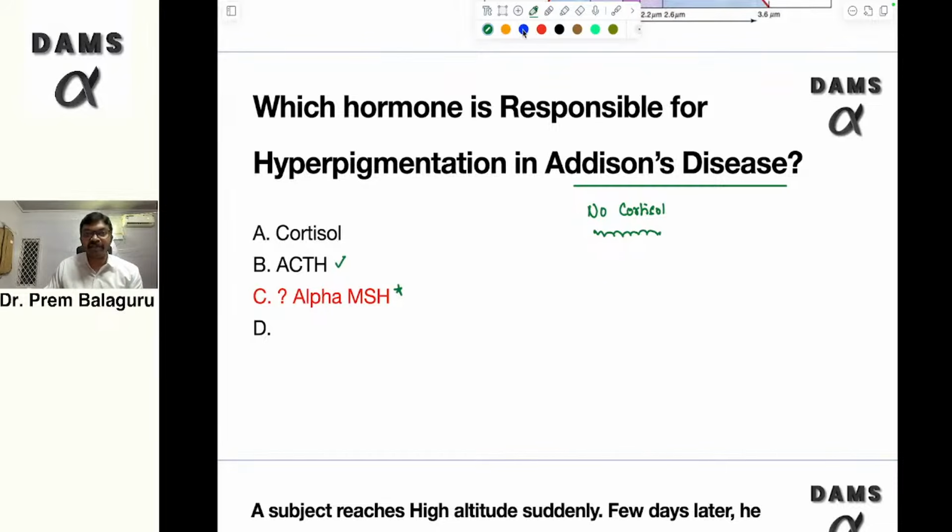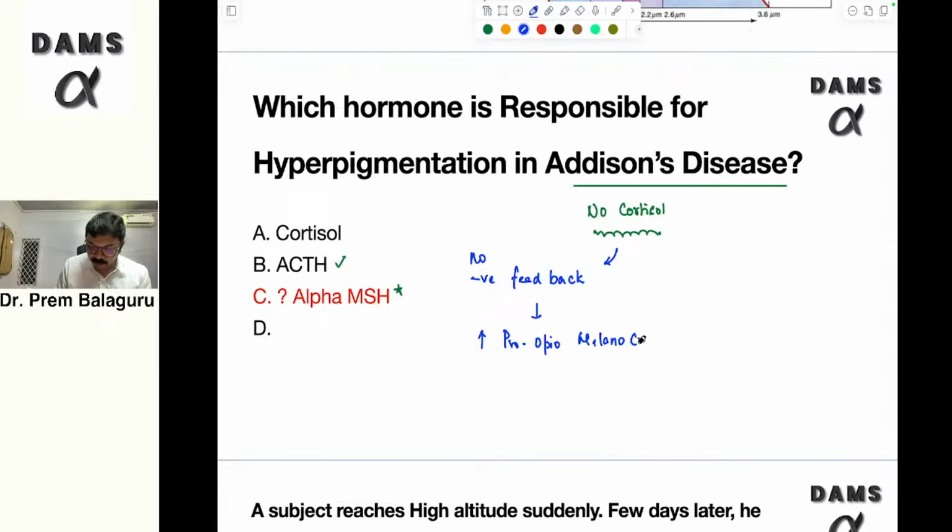If cortisol is deficient, there is going to be no negative feedback. It is cortisol which is the hormone for the negative feedback pathway in this cortisol axis. If that hormone is compromised, there is going to be no negative feedback. As a consequence, there is going to be increased production of a hormone called pro-opiomelanocortin.